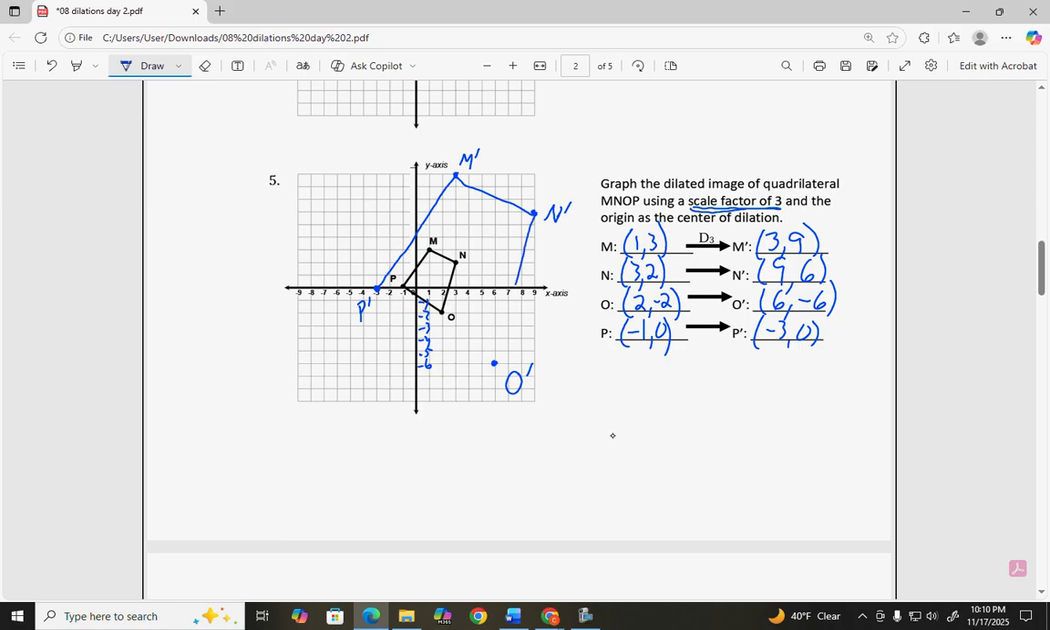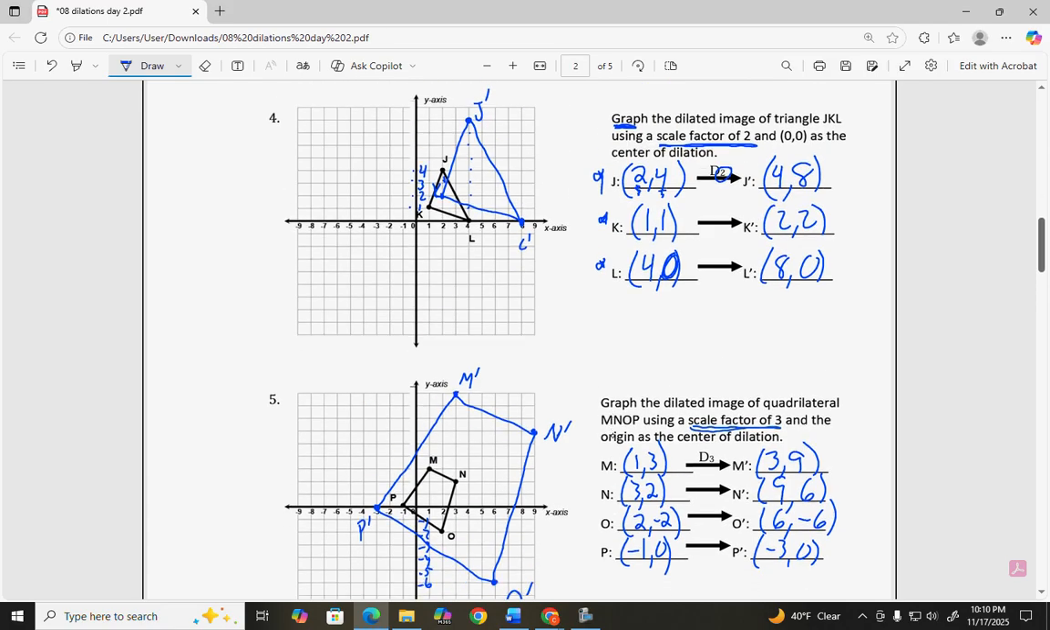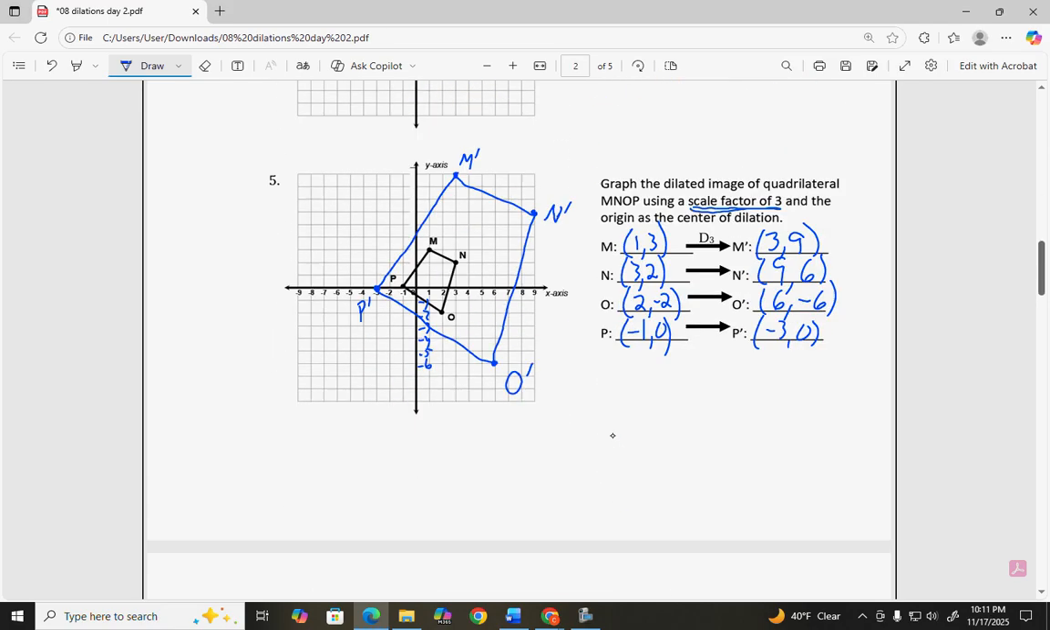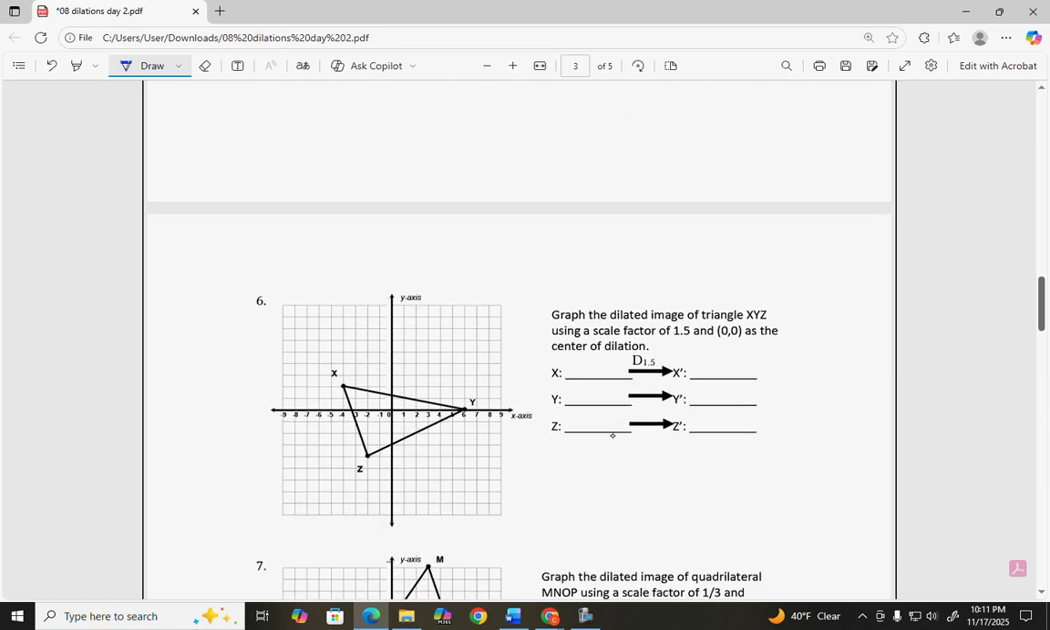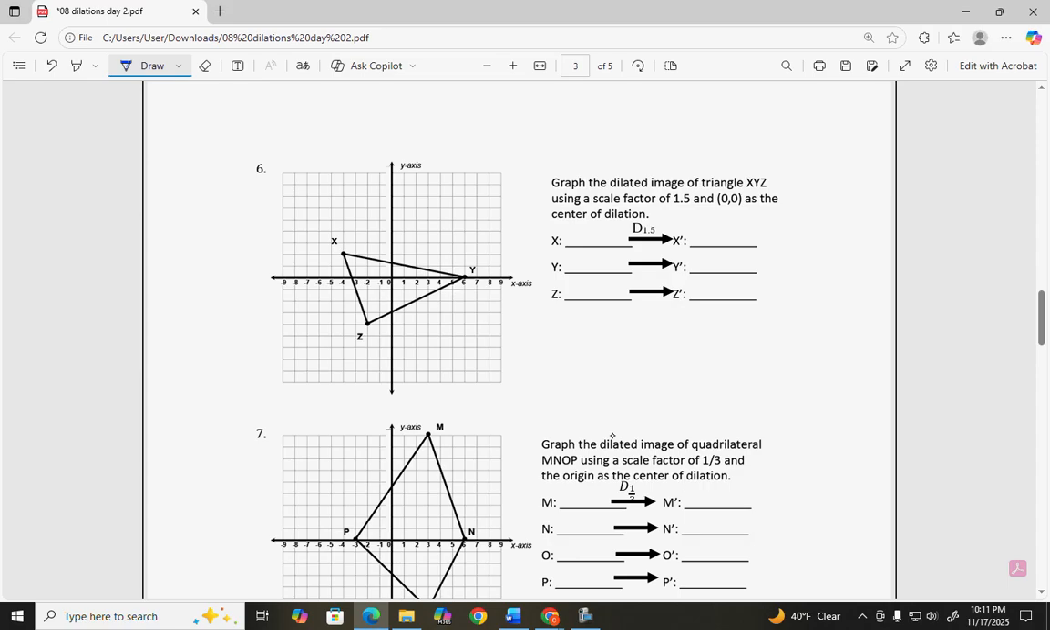Does this look like it could be 3 times as big? Sure looks it to me. Do they look the same shape? Yep, they do. These are similar. So these two problems were about doing a dilation that made the figure get bigger. Now this one also makes it get bigger. We have to multiply by 1.5. It's number 7 that makes it get smaller.